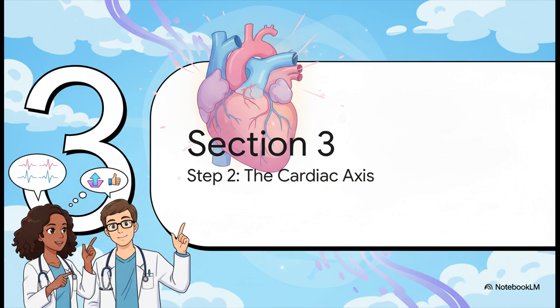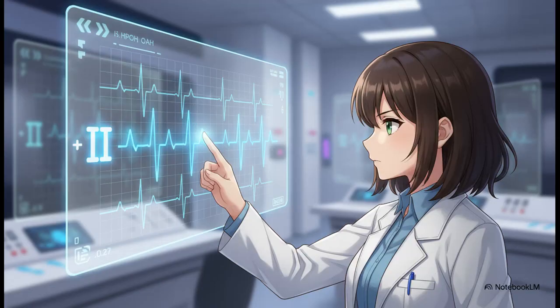El-Sharif, and it's going to make this a piece of cake. Here's the secret. Forget about all the other leads for a second. Just ignore them. We're only going to look at 2 leads, lead I and lead 2. That's it. And in those 2 leads, we're just going to ask, is the QRS complex pointing mostly up or mostly down? It's that simple.